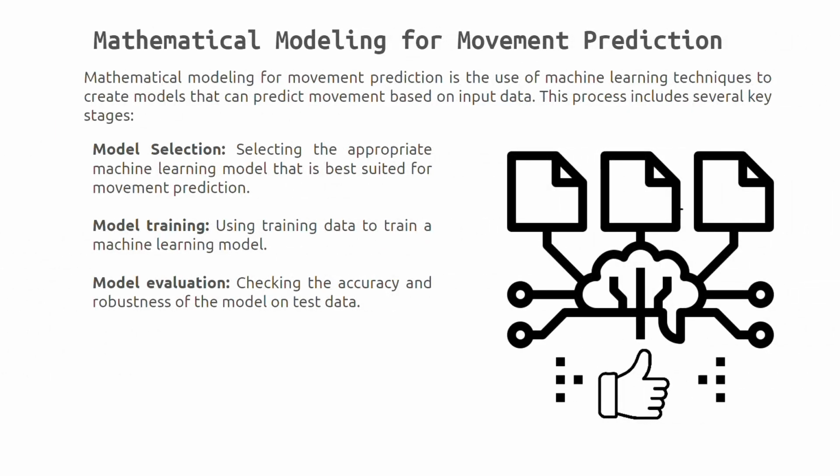Mathematical modeling for movement prediction is the use of machine learning methods to create a model that can predict movement based on input data. This process includes several key stages. The first stage is model selection. We have to select the appropriate machine learning model that is best suited for movement prediction. The second stage is model training. Here we use training data to train a machine learning model. And finally, the last stage is model evaluation. Here we check the accuracy and robustness of the model on test data.